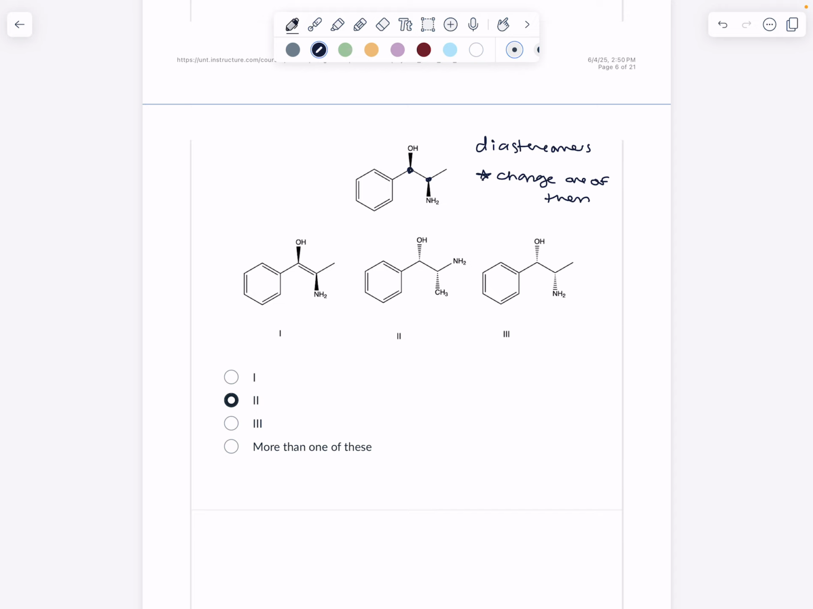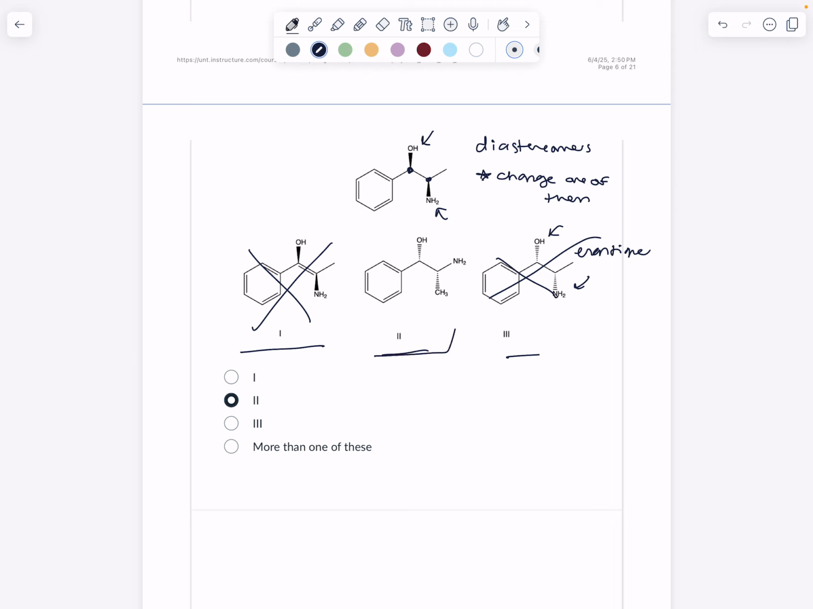Okay. So now with all that in mind, I'm looking at this first one, and there's a double bond here. So that can't be right, because if we add a double bond, it's no longer the same molecule. So these 2 are our only options. When I'm looking at this, it looks like our OH has been changed and our NH2 has been changed on this one. So this is the enantiomer. So I'm going to get rid of that one.